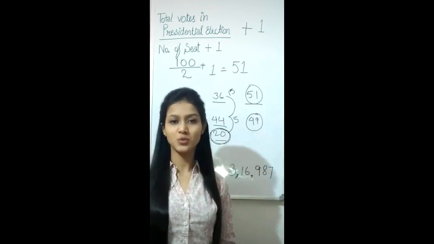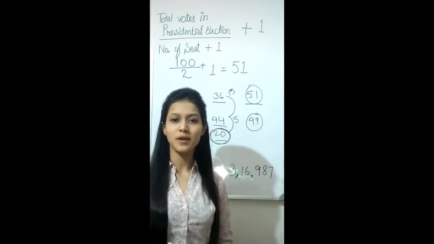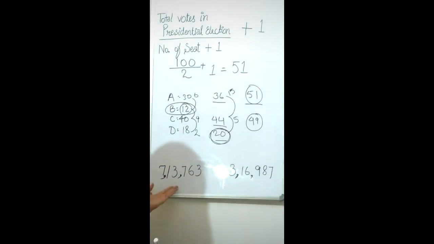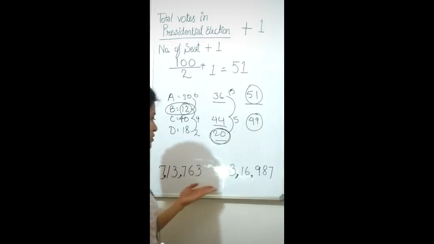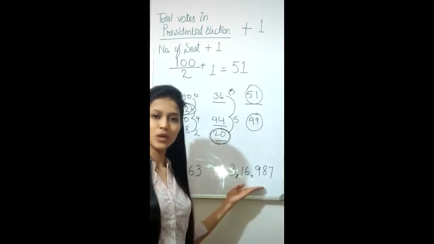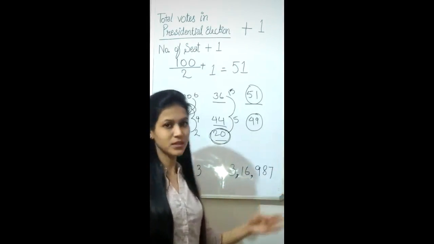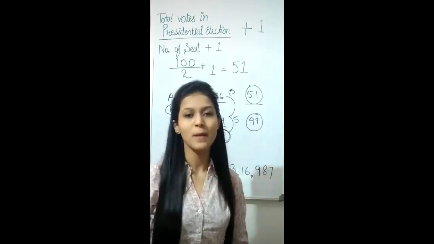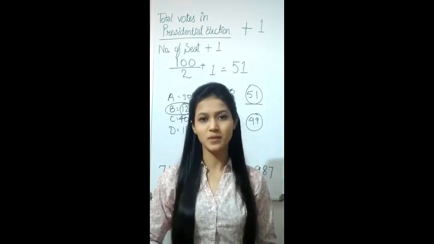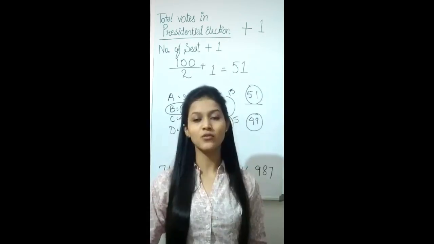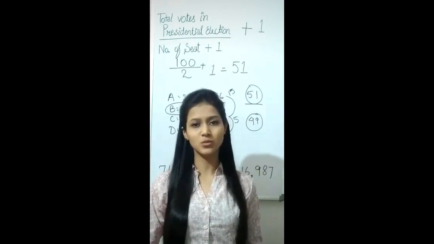Similarly, in the 2012 presidential election, Pranab Mukherjee got 7,13,763 votes, where P.A. Sangma got 3,16,987 votes. As we all know, Pranab Mukherjee was elected as the President of India. His tenure of 5 years is going to complete in 2017.